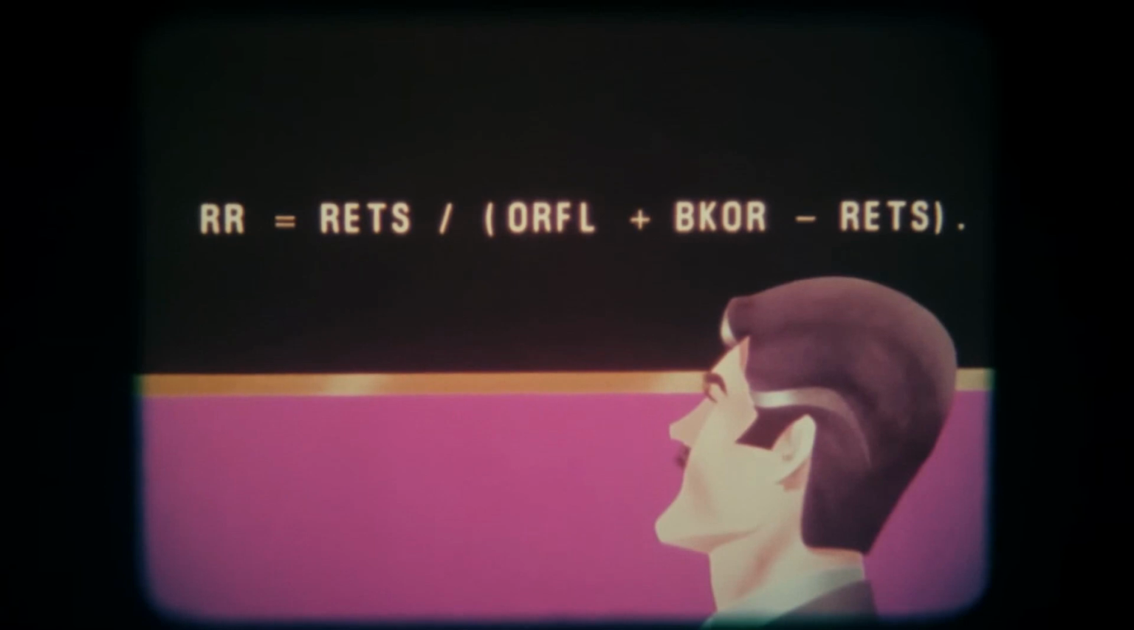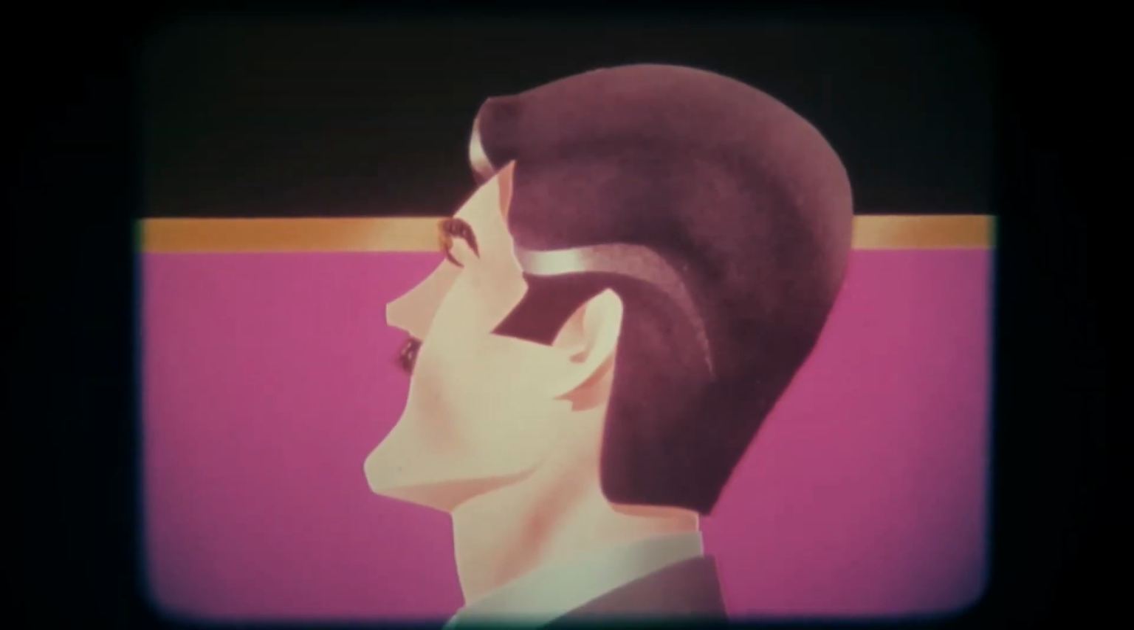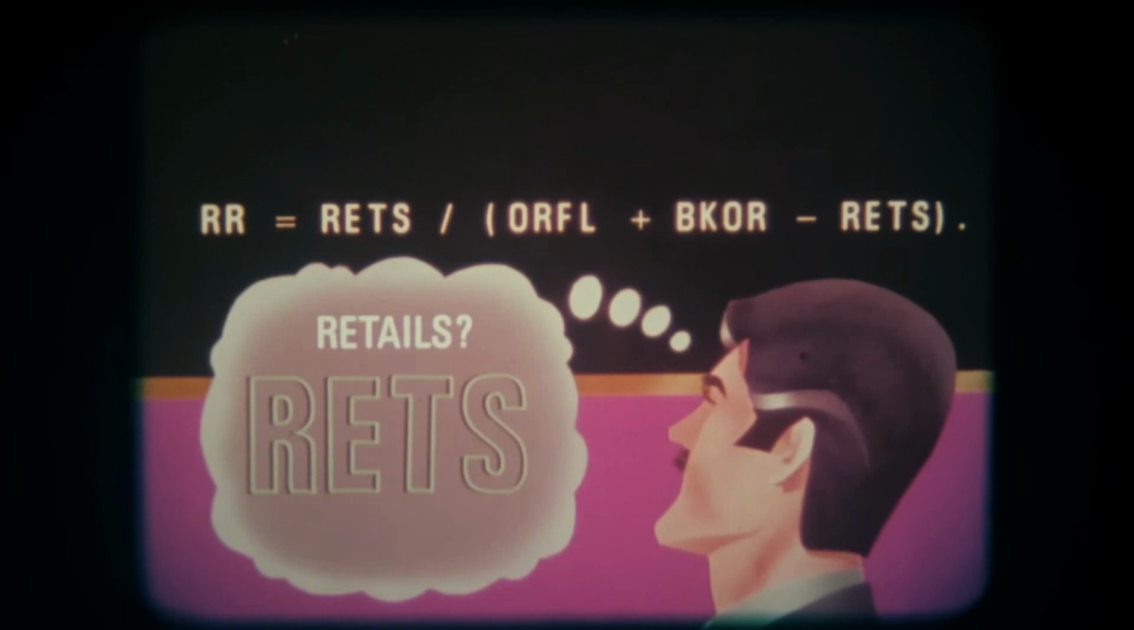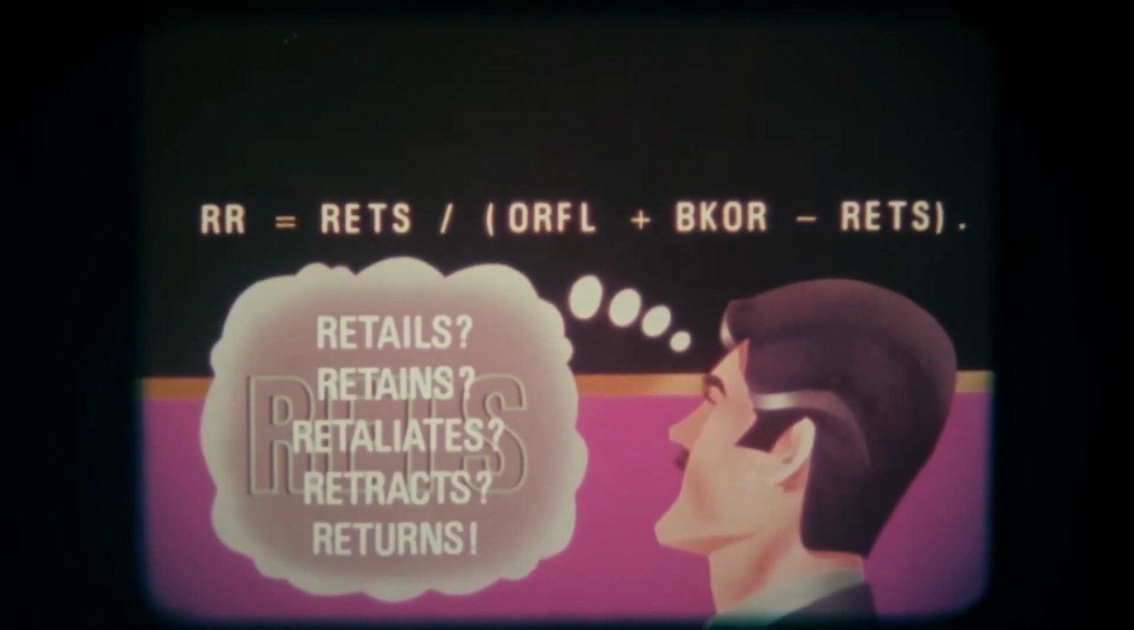A good way to start reading a program we don't understand is the way you suggested. Try to figure out what the names mean. Try to guess just to get started. Retails, retains, retaliates, retracts. Return. It might mean returns, but that's only a guess. It happens to be a good guess.